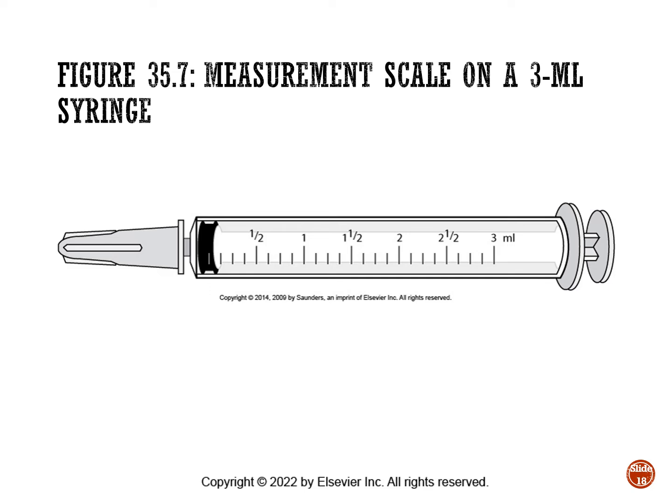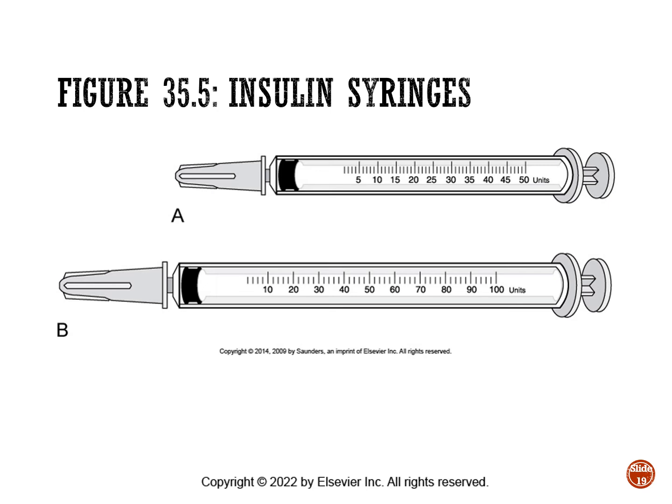You can see this picture on page 691, measurement scale on a 3 mL syringe. And important to be familiar with that, to know where your measurements would be. If you were going to give 0.8 mLs, where would you give that on this syringe? So go ahead and locate that for yourself now. And how about what if we were to give, let's say 2.2 mLs of a medication? Where would you locate that on this syringe?